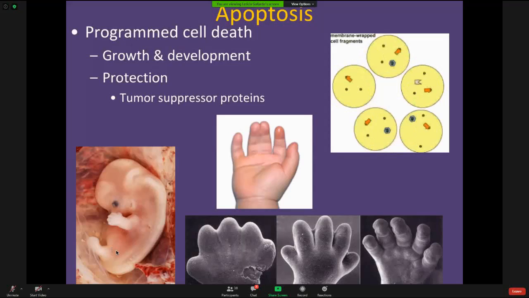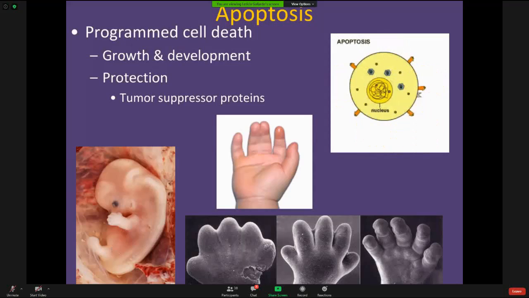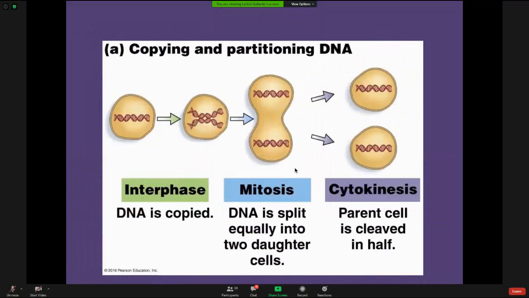So apoptosis is a really important process inside of our bodies. So we're going to talk about cell division a lot, but remember that cell destruction is a really important aspect of how your bodies are functioning.